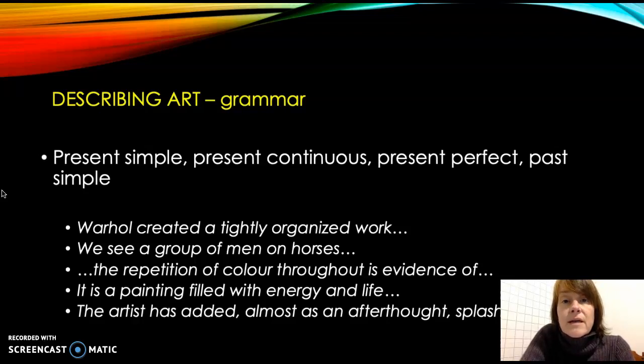We see a group of men on horses. This is a very interesting use of the present simple. The repetition of color throughout is evidence of, so that again is the present simple. It is a painting filled with energy and life, again, present simple. And the artist has added, almost as an afterthought, splashes of gray. Well, that would be the present perfect. Okay? So be aware of the grammar when you're reading an example of description of art. Try and notice the grammar that's being used.